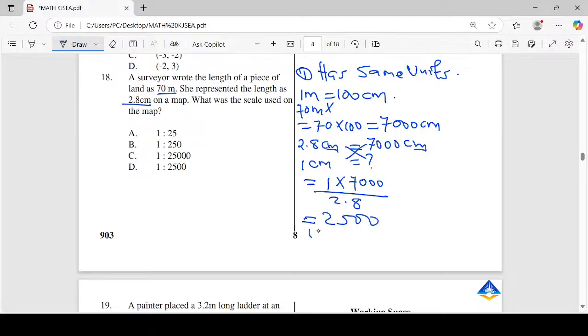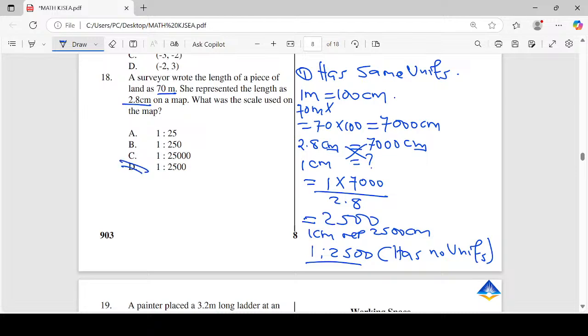So this means 1 centimeter on a map represents 2,500 centimeters on a piece of ground. As a ratio scale, this is like saying 1 ratio 2,500. Because it's a ratio, this one has no units. Remember, a ratio always has no units. So because I've gotten it now like this, I'll go look at my choices. The correct choice is choice D.